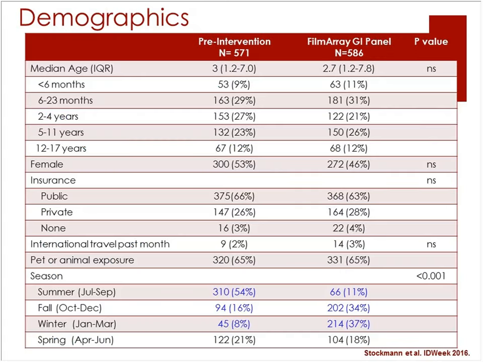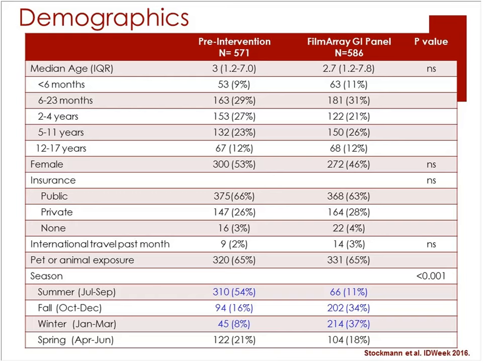The data that I will be presenting over the next few slides was actually just presented at ID Week in New Orleans last week. This table summarizes the patient demographics of the group in the pre-intervention and the intervention period that had the FilmArray GI panel. As you can see, a total of 1,157 children were enrolled in the study, 571 in the pre-intervention group, and 581 in the post-intervention group.